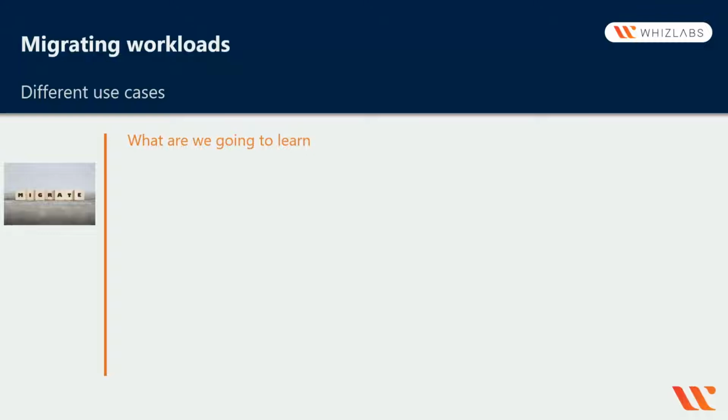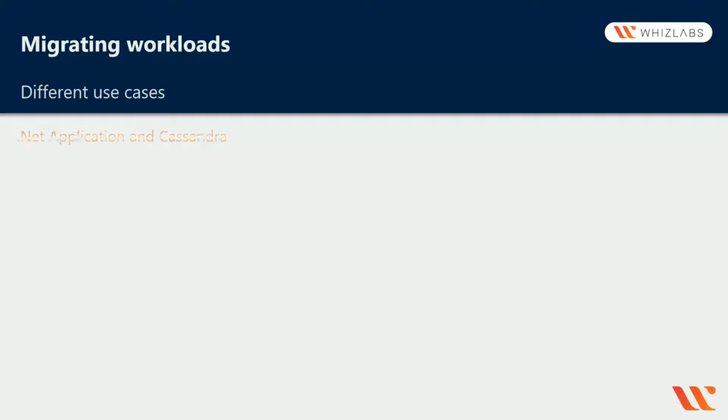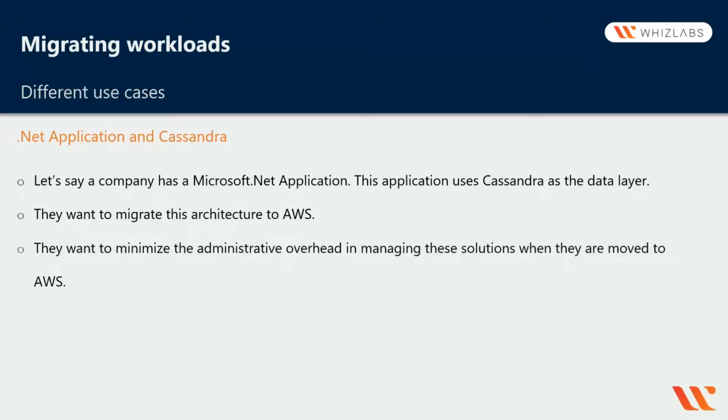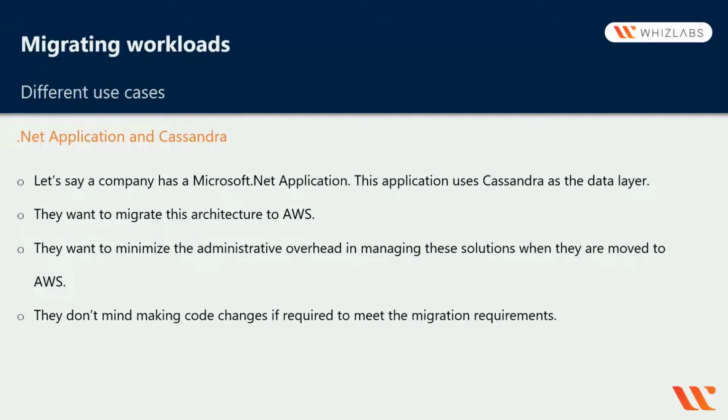Now in this chapter, let's look at just some use cases when it comes to migrating workloads. So let's look at an example of a .NET application and a Cassandra database. Let's say a company has a Microsoft .NET application, and this application uses Cassandra as the data layer. Now they want to migrate this entire architecture onto AWS. They want to minimize the administrative overhead in managing the solutions when they move onto AWS, and they don't even mind making code changes if required to meet the migration requirements.